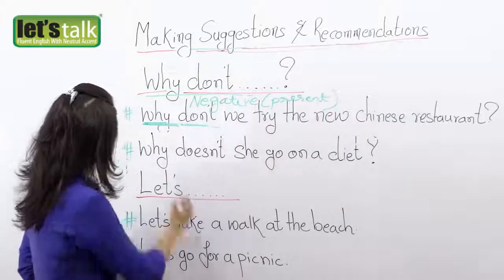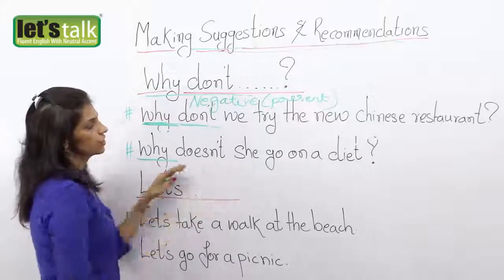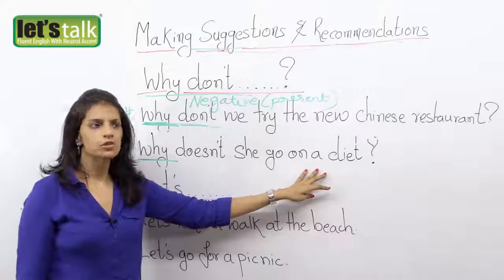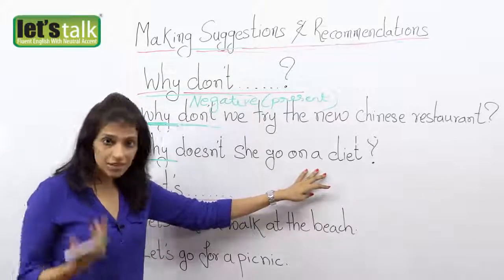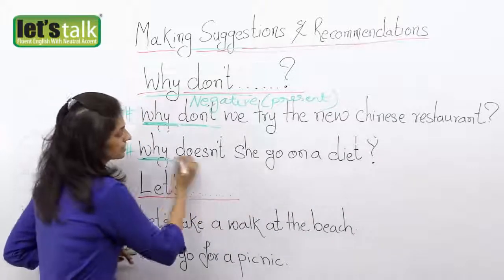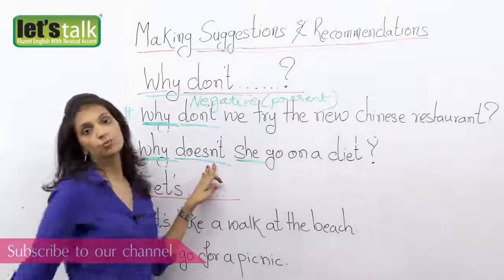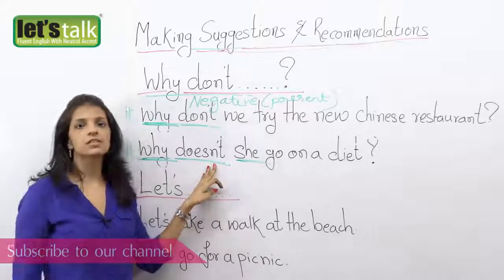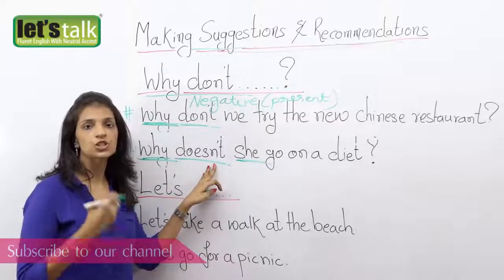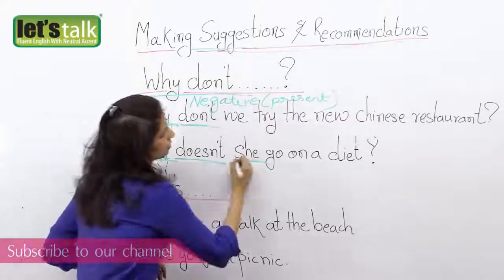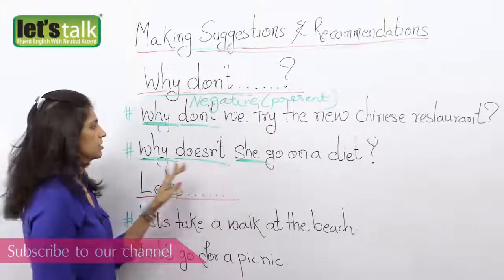Okay, in my next example, why doesn't she go on a diet? Well, my friend has put on a lot of weight, and she's cribbing all the time. So I say, why don't you go on a diet? Yeah, I'm making her a suggestion. So doesn't. Now why doesn't? Because it's the third person, which we always use does or doesn't. He, she, it. I, you don't. He, she, it doesn't. We don't. They don't.